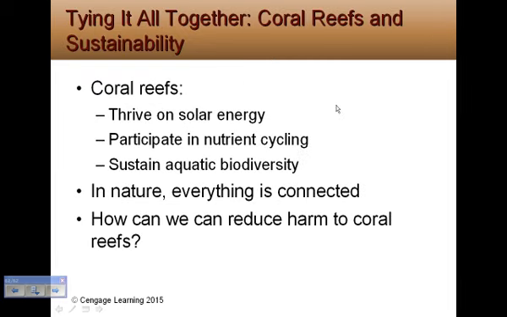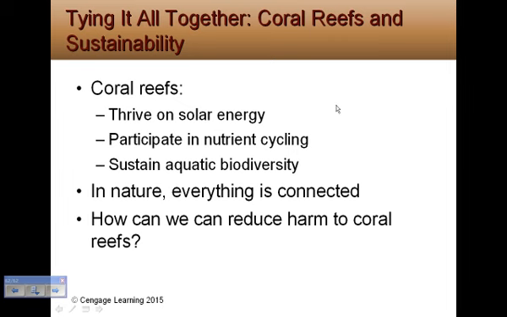And just to kind of bring this all together, I think in terms of the coral reef, in terms of the three principles of sustainability. They thrive on solar energy. The algae that it lives in symbiotic relationship with the polyps photosynthesize and provide the energy for those polyps. The polyps participate in nutrient cycling as they sequester carbon from the water to produce the coral themselves. The algae recycles nitrogen and phosphates, among others, as they undergo photosynthesis.